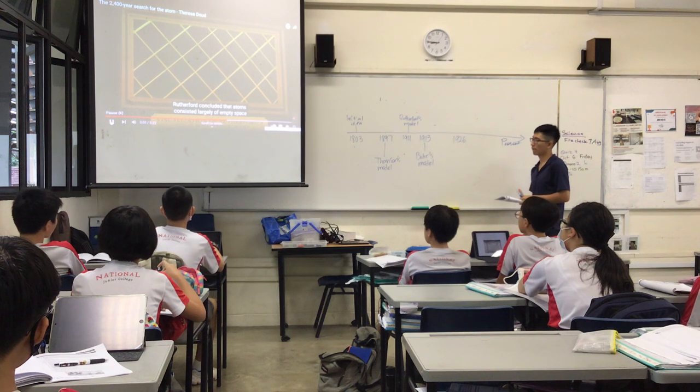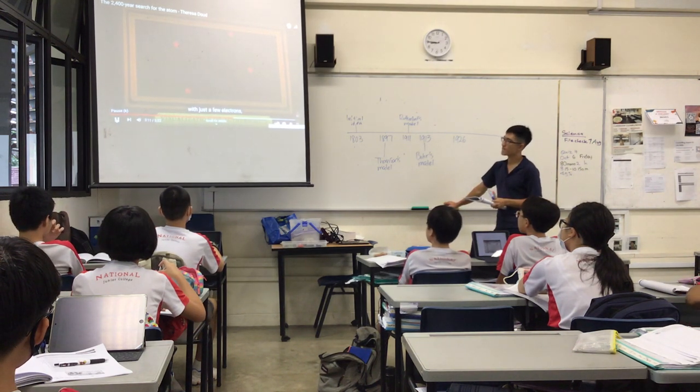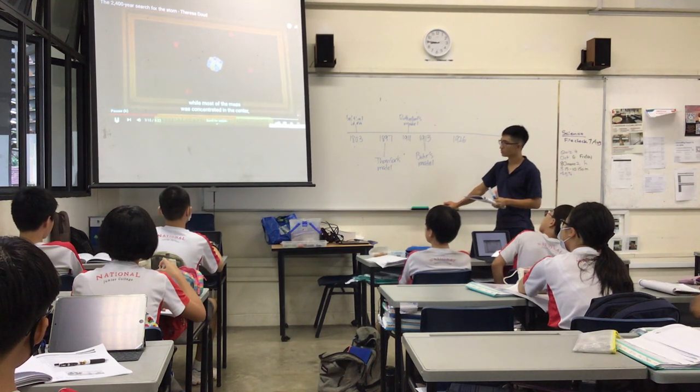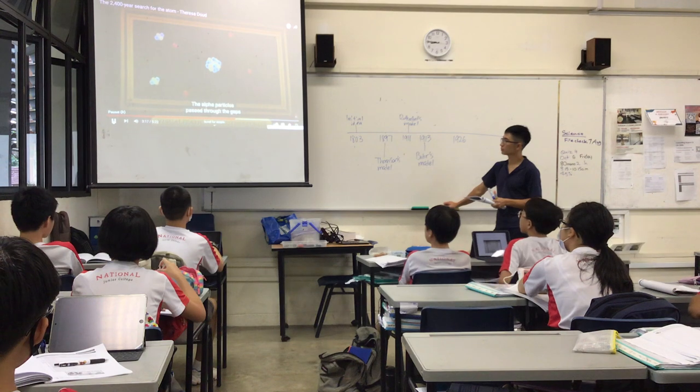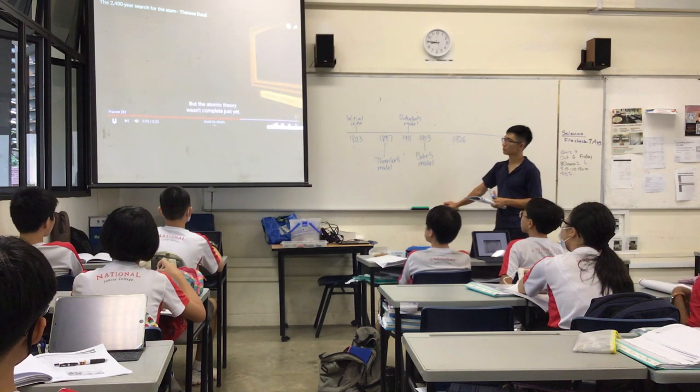Rutherford concluded that atoms consisted largely of empty space, with just a few electrons, while most of the mass was concentrated in the center, which he termed the nucleus. The alpha particles passed through the gaps, but bounced back from the dense, positively charged nucleus. But the atomic theory wasn't complete just yet.